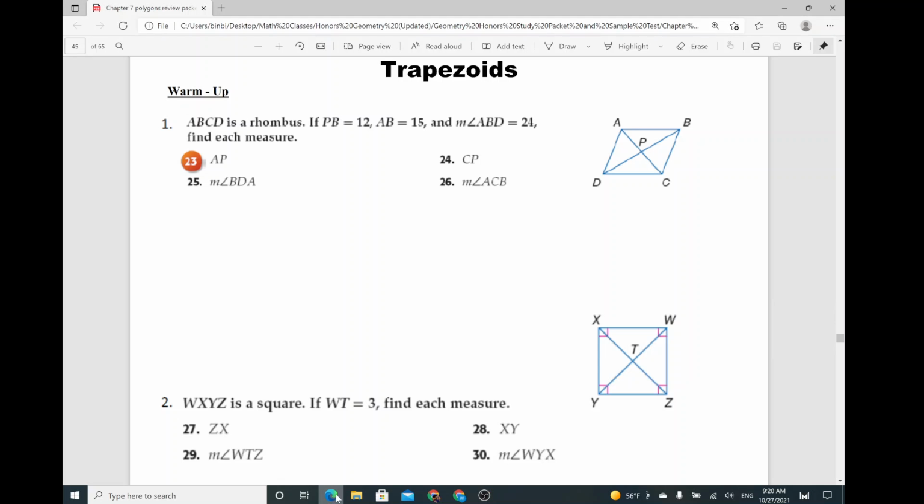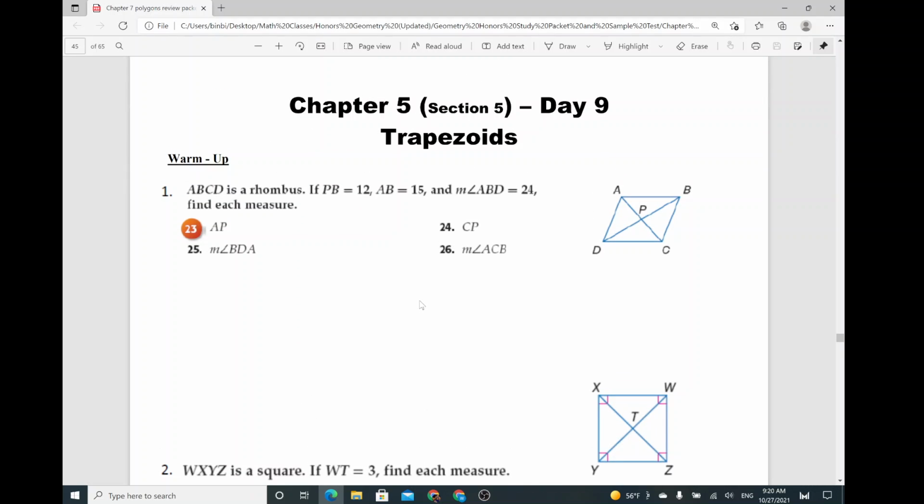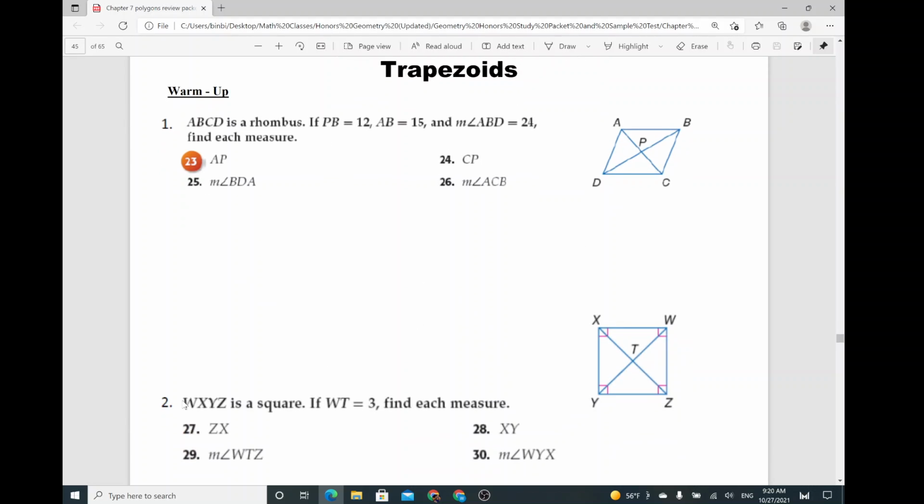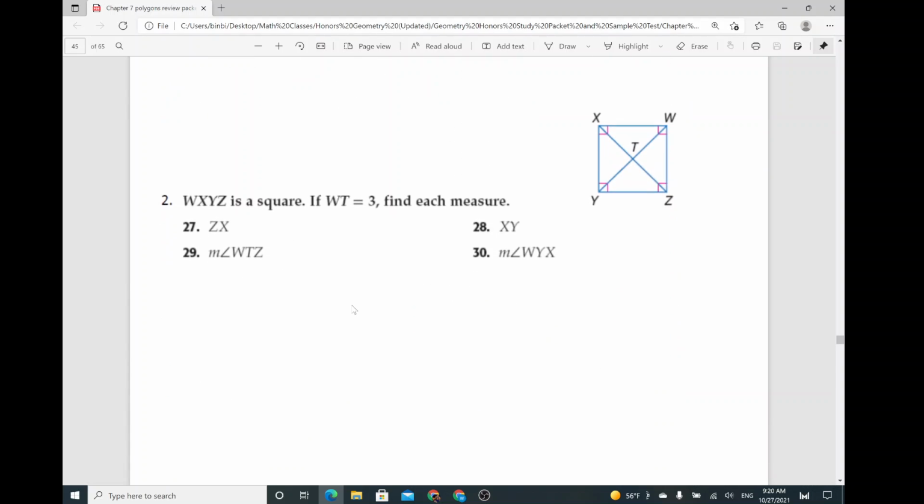So Mr. Chen again. Today we just want to wrap things up for Unit 7. It's about one of the special quadrilaterals, trapezoids. Here are some warm-up problems for the parallelograms, such as a rhombus, a special parallelogram. Find the missing measure, the missing angle, or the name of it. And also here's the other one, the square.